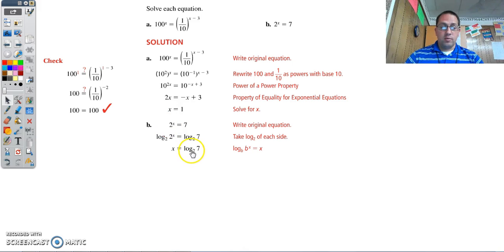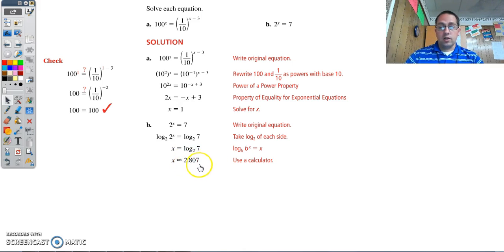Base of our exponent is 2, base of the logarithm is 2. The exponent becomes our answer, the answer becomes the argument. So that's really all this does, it writes the exponent as a logarithm. And now we solve this in a calculator, using the change of base formula. So common log of 7 over common log of 2, stick it in the calculator, and you get that.